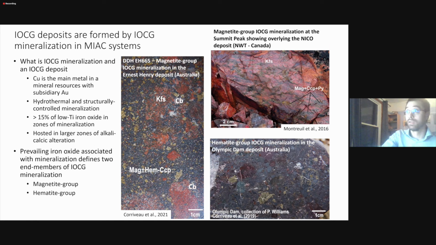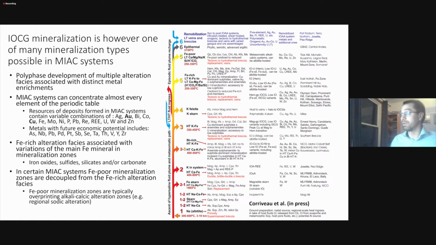But in addition to IOCG mineralization, there are many other mineralization types possible within these hydrothermal systems. We have now established a framework and a chart that enables us to better understand the significance of each of these mineralization styles, how they relate to the evolution of the system, what they mean in terms of where we are spatially, and what they mean in terms of exploration potential if we are to work with these metasomatic systems.